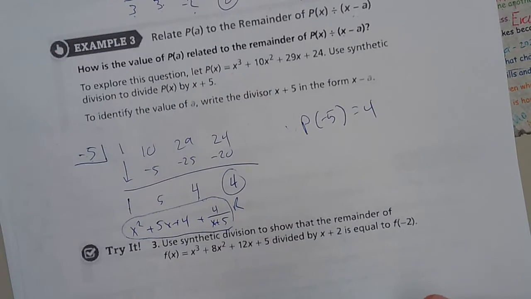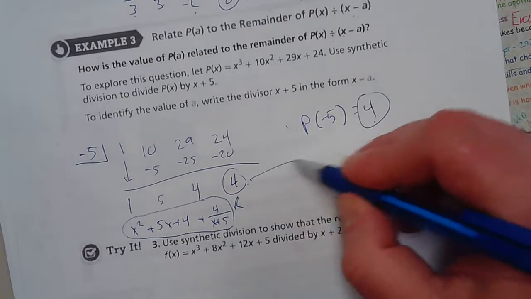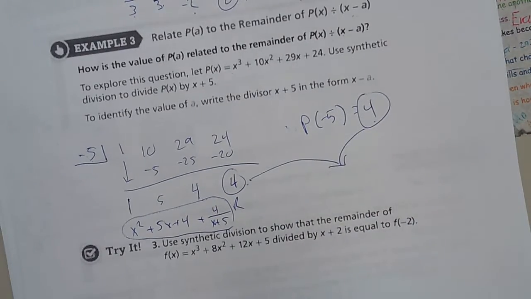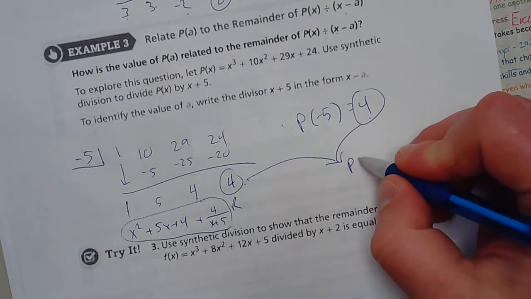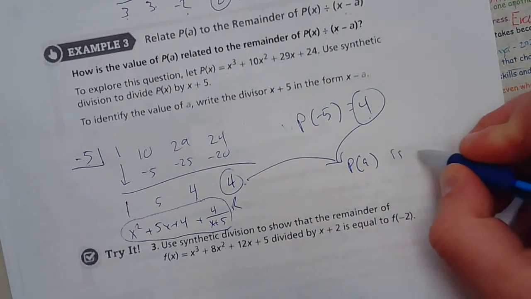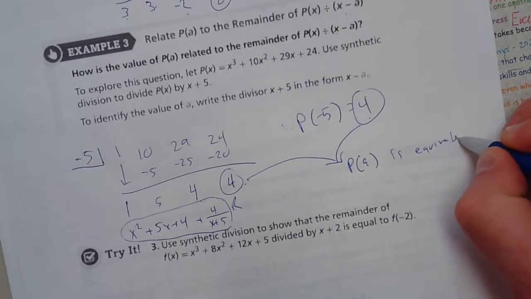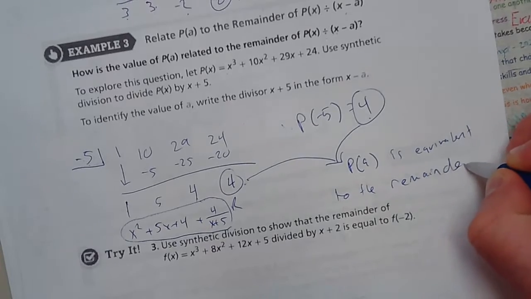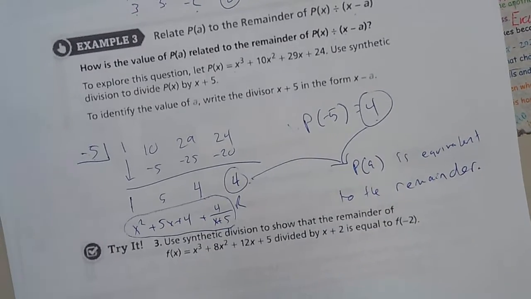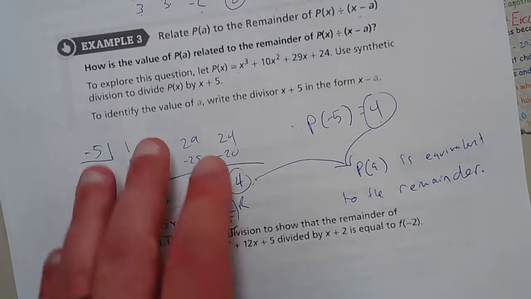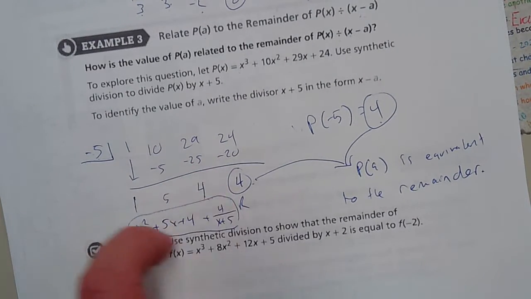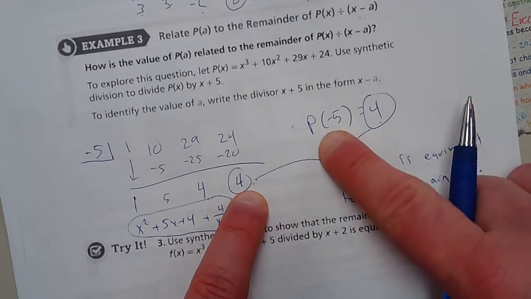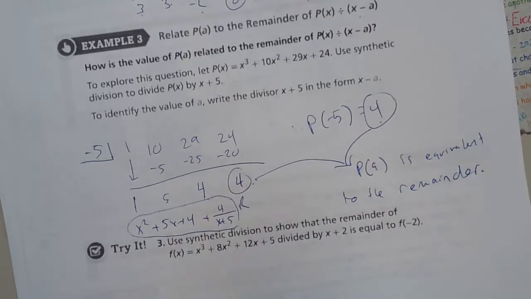And it doesn't take any Sherlock Holmes skills to notice that this number and this number are the exact same. So this number and the remainder are identical. So what's our takeaway from this is that P of a is equivalent to the remainder. And this is actually a really great way to check these problems. So if you're ever worried about doing your synthetic division and maybe making an error within here, if you got your remainder, if you do just P of this number, you should get that same remainder. It's the easiest, most efficient way to check your answer in the end.